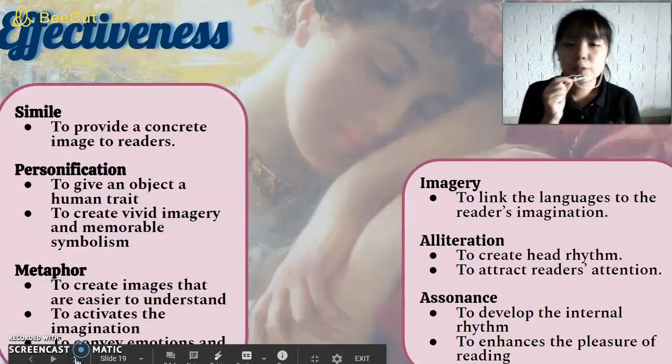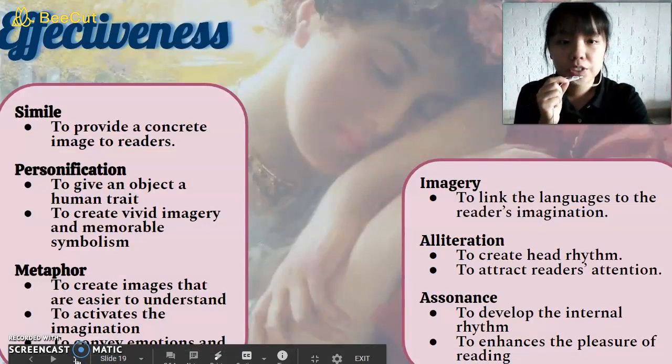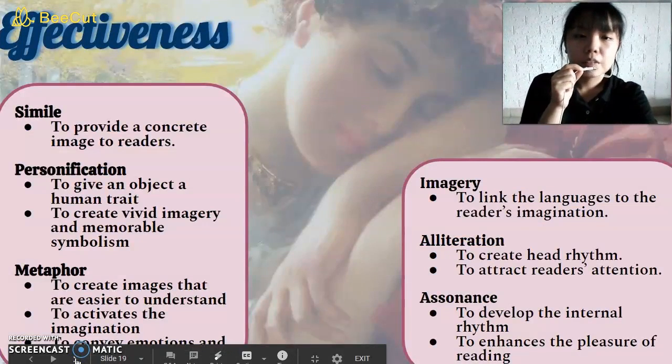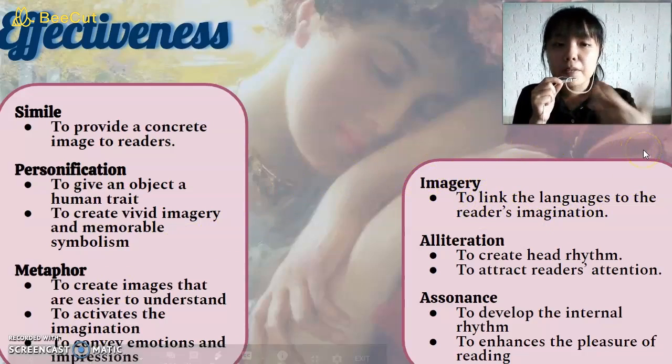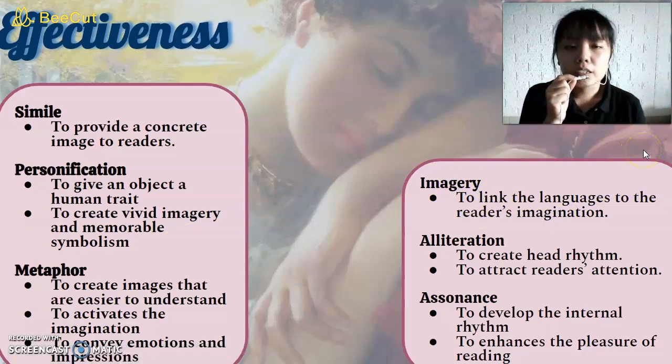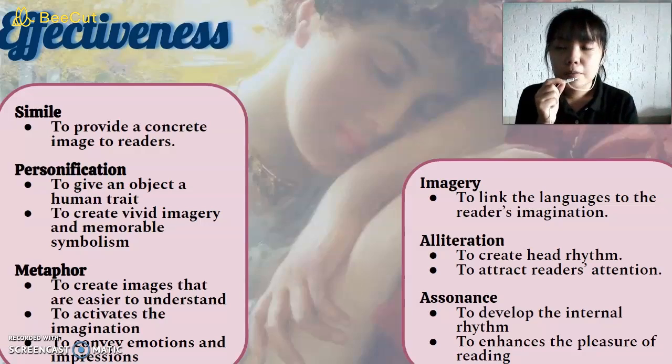Okay, the next figurative language is imagery. Imagery is to link the language to the reader's imagination. Okay, the readers are able to feel the feelings of the poet through imagery. So the poet highlights every single detail through visual, tactile, and audio imagery.